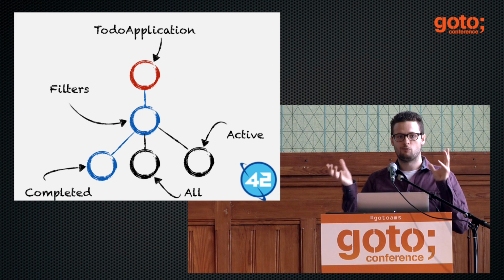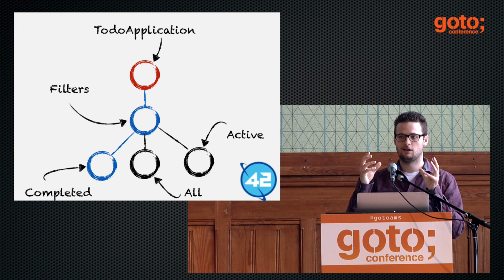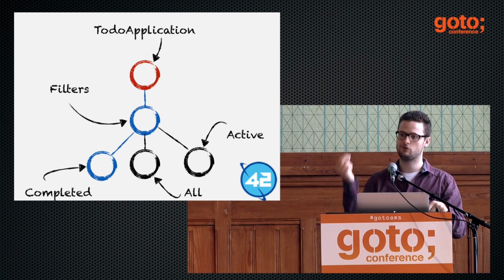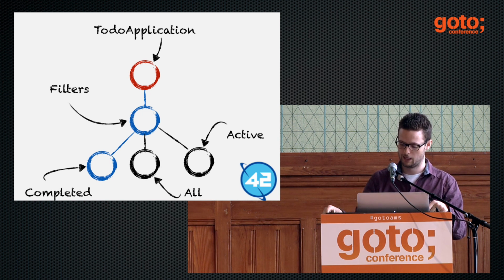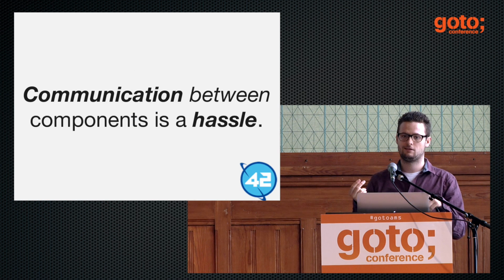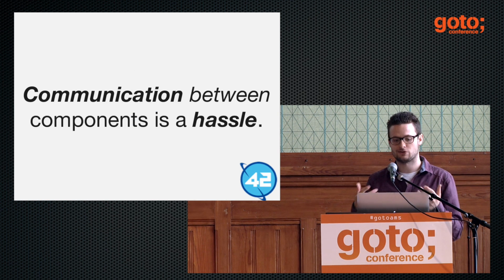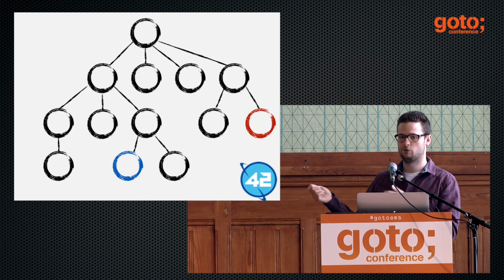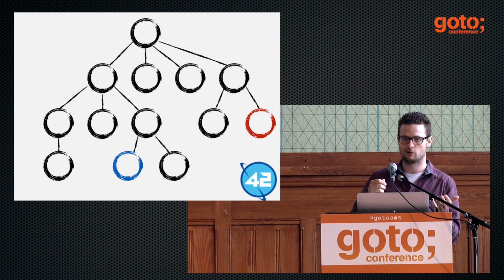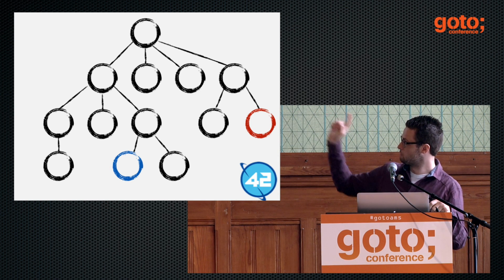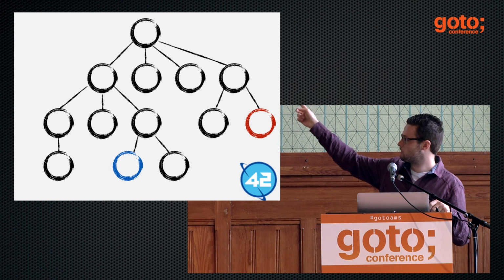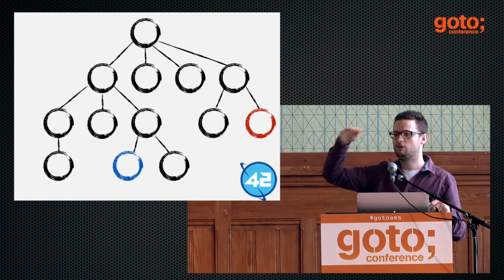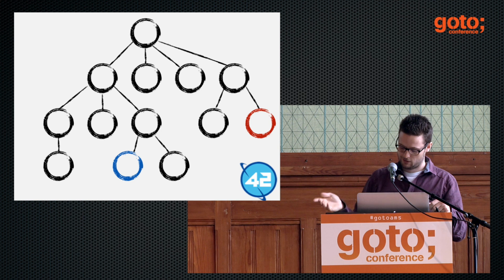So the thing is that a component cannot communicate to another component which is not directly related to it. So you can only go from the child to the parent, from the parent to the child. That means that communication is a little bit of a hassle, because the more distance there is between the components you want to communicate with, for example, here we want to communicate from the blue component all the way to the red component, you can see that we first need to go all the way to the top and then all the way to the right.